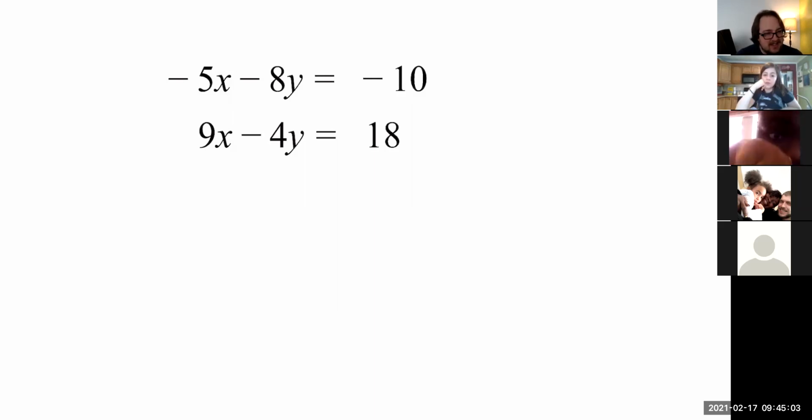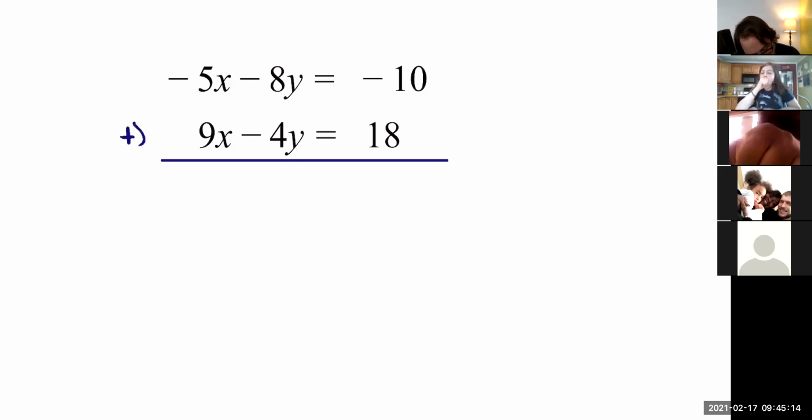If I were to add these together, so don't do this, pause for a second. But if I was to say, oh, this is elimination, this is the perfect case, let me just go ahead and add these together. Again, don't do this. -5x plus 9x would give me 4x. -8y plus -4y would give me -12y.